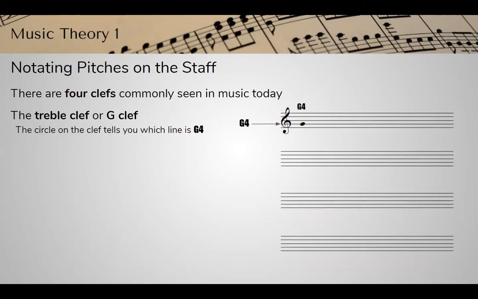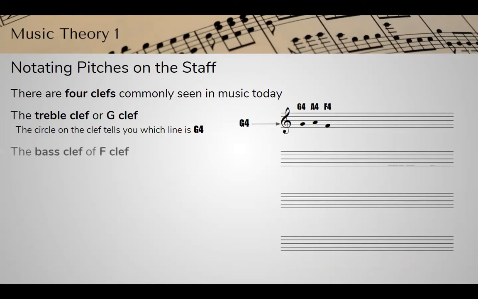And so any note written on that line is going to be G4. A note that's above that line, on the next space up, for example, will be A4. And then you can keep going. If we wrote another one above that A, it would be B4. All right? And then the space below that G is going to be F4 because you go down in pitch for notes below that.